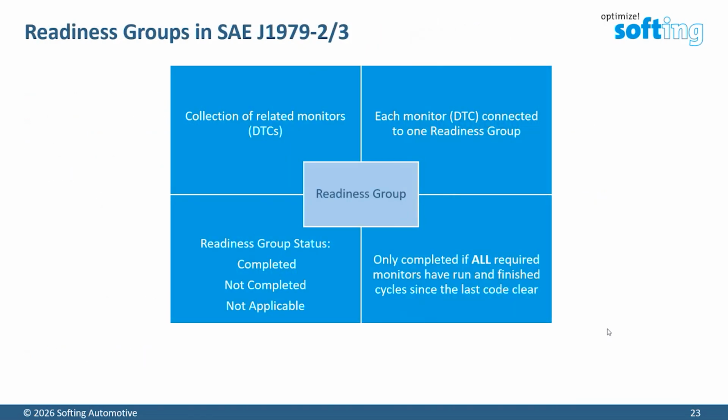And last but not least, readiness groups in the new standards. What is a readiness group? It is a collection of related monitors, so DTCs, and each monitor is connected to only one readiness group. The readiness group status can be completed, not completed, or not applicable. And the readiness group is only completed if all required monitors have run and finished successfully since the last code clear.